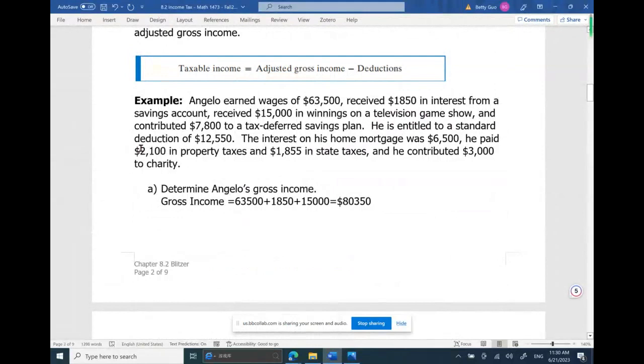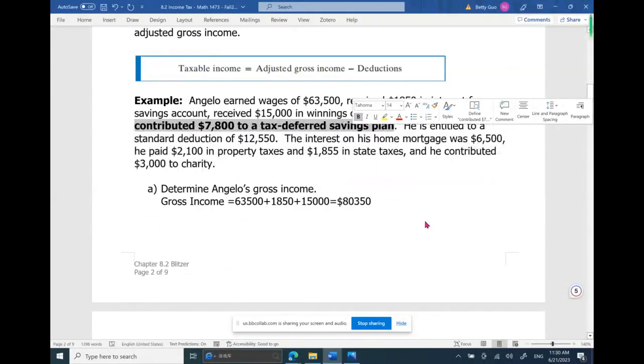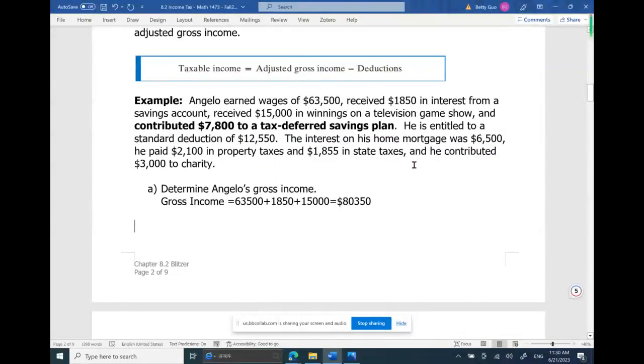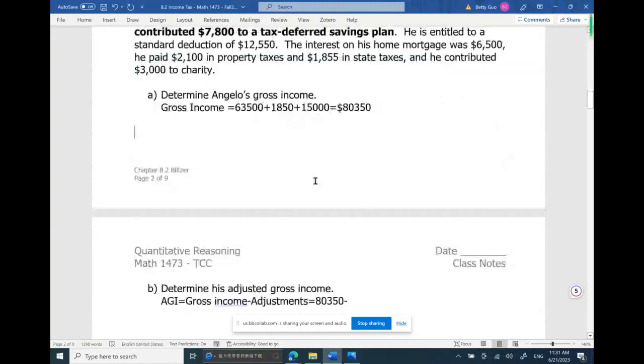So read the question. Angelo contributed $7,800 to a tax deferred savings plan. That information tells us the adjustments, right? And this is a deduction. And the mortgage and property taxes, those are itemized deductions. We're going to talk about that later. They are not adjustments. There's a difference between adjustments and deductions. So for adjustments, we only have one for Angelo. That is the contribution to his tax deferred savings plan, $7,800.